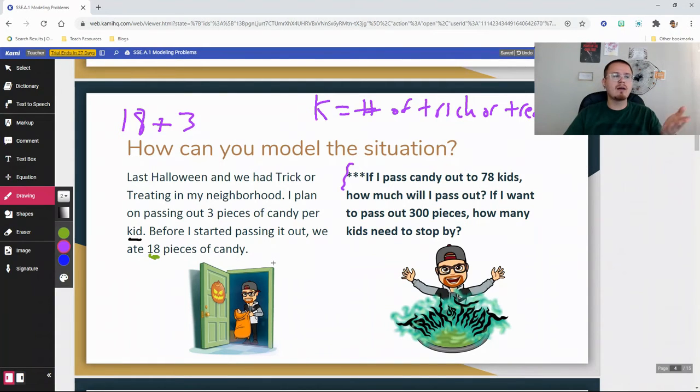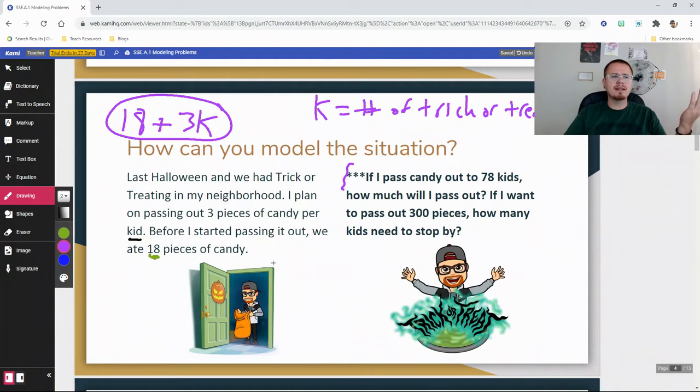So 18 plus. Now, how do I write that 3 candies will go to each kid? Well, it's 3 times the number of kids. This is my expression. Easy peasy. Now, this one's fun because I can GCF it and pull the 3 out. I can do a whole bunch of stuff with this, but not today.